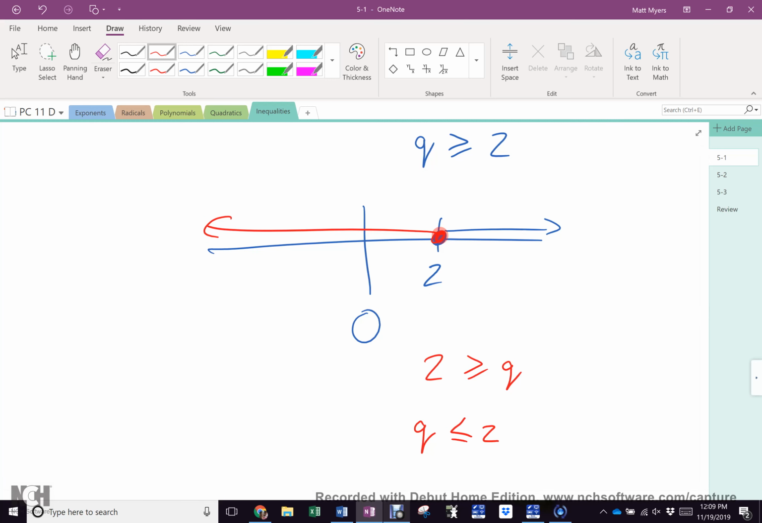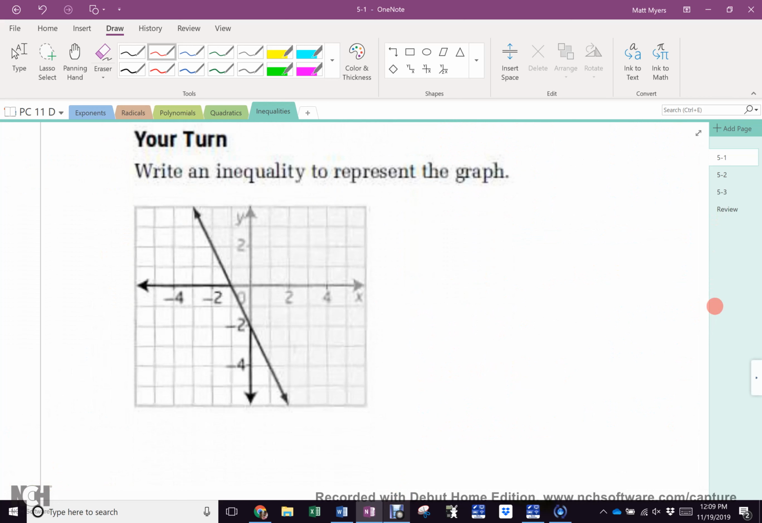Before you even start, this graph tells you a lot of stuff. Is it a greater than, less than, greater than or equal to, or less than or equal to? It's the equal to. I'm going to need this or this, right? Why? Solid line. And just to remind you, in case you can't see, this is the shaded side.